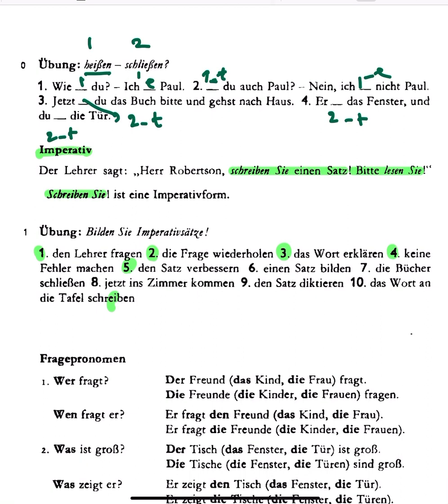Explain the sentence. Bilden Sie einen Satz. Make a sentence. Schließen Sie die Bücher. Close the books. Kommen Sie jetzt ins Zimmer. Now come in the class. Diktieren Sie den Satz. Dictate the sentence. Schreiben Sie das Wort an die Tafel. Write the word on the board.